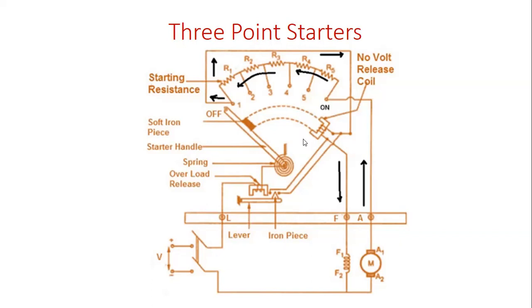Now what happens? The same concept applies here also. This no voltage relay coil will behave as an electromagnet, such that the soft iron piece found in the handle of the starter gets attracted towards this electromagnet, right? So it won't come back to the off position. Now, when this condition is achieved, the shunt motor is running at the rated speed.